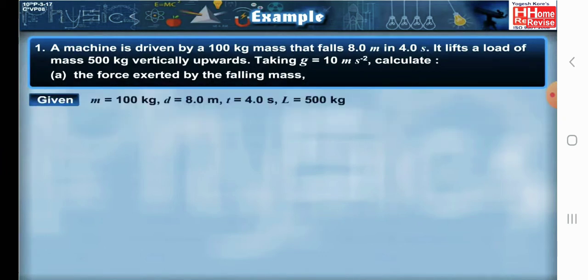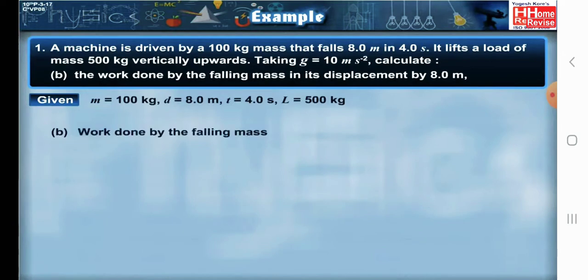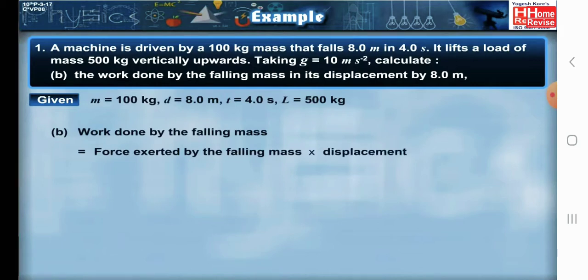Given m is equal to 100 kg, d is equal to 8 meters, t is equal to 4 seconds, L is equal to 500 kg. A. Force exerted by the falling mass is equal to mg is equal to 100 into 10, which equals 1000 Newton.